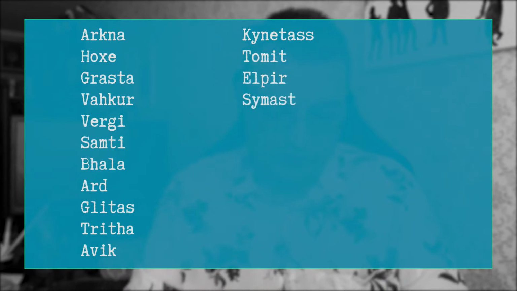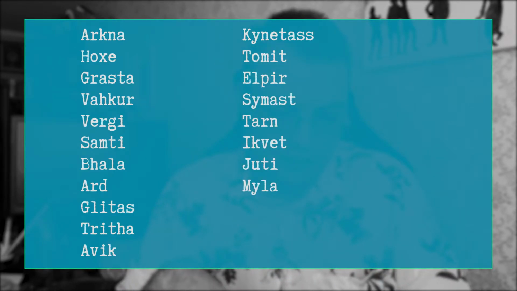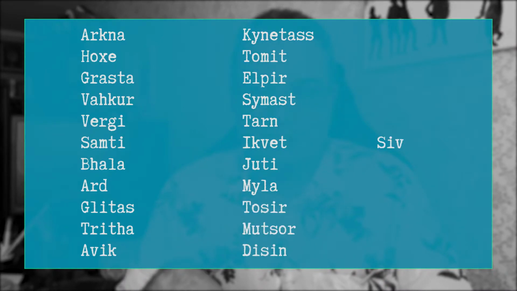So we have Arkna, Hoxe, Grasta, Vakur, Vergi, Samti, Bala, Ard, Glitas, Trita, Avik, Shinetas, Tumit, Elpir, Symast, Tarn, Ikvet, Juti, Myla, Tosir, Mutsor, Disin, and Siv. I feel like I didn't quite pronounce all of them exactly the way I imagined, but something like that.